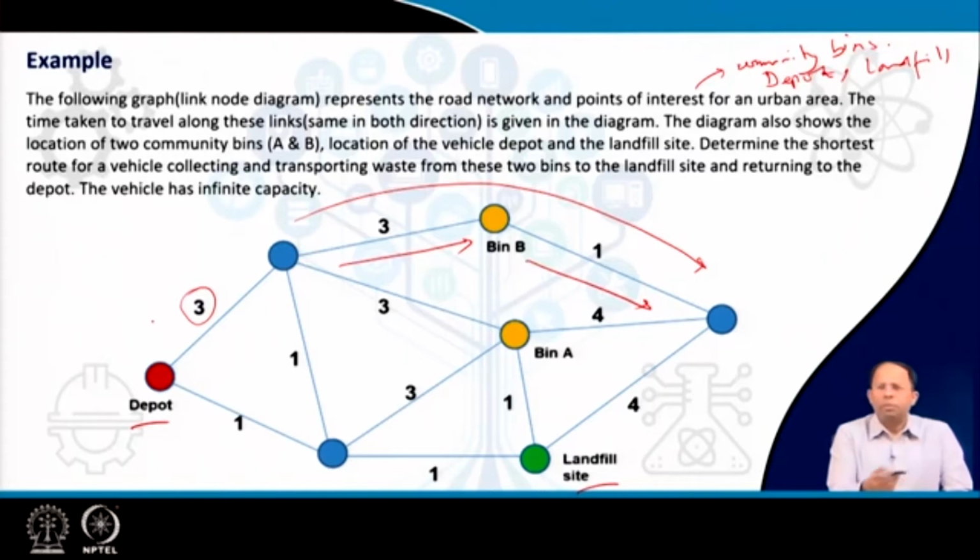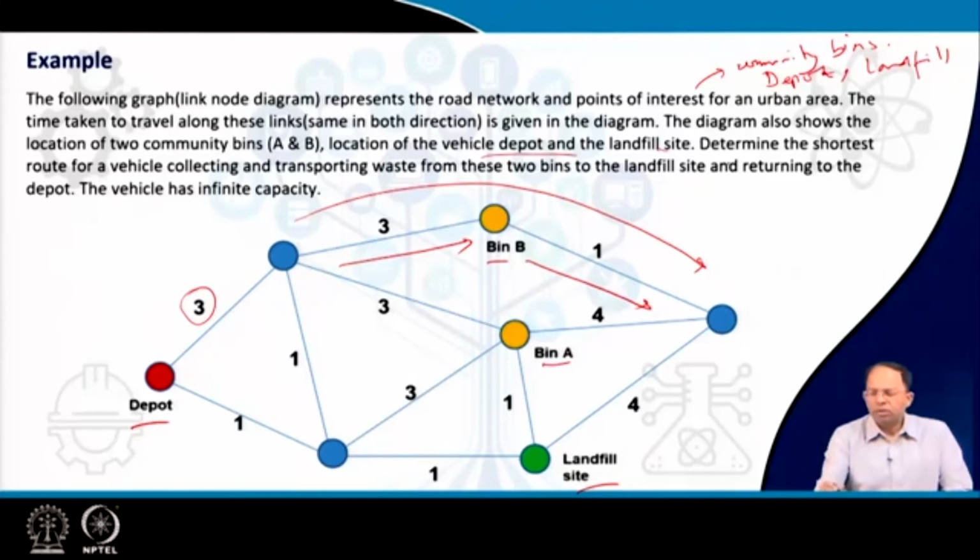It could be time, it could be cost, it could be anything. So it is just a relative measure which we have given for all the links. The diagram shows the location of two community bins, bin A and bin B, and the location of the vehicle depot and the landfill site.